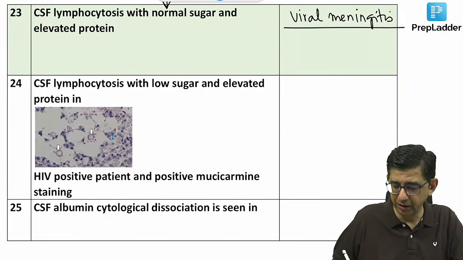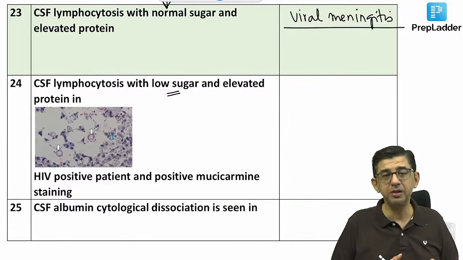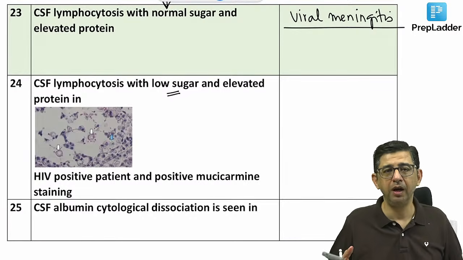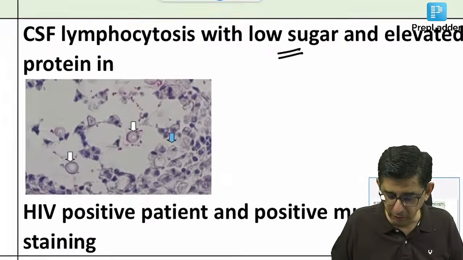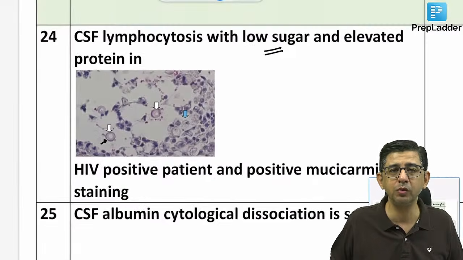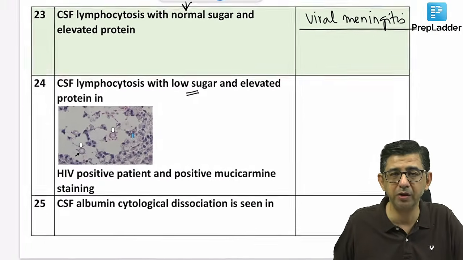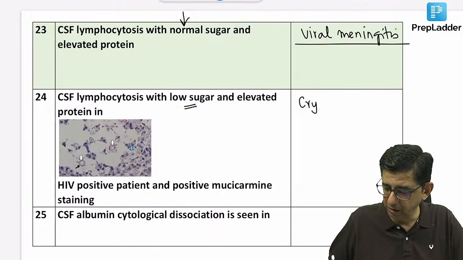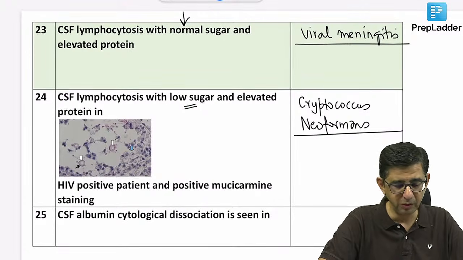Moving to the next one, there is low CSF sugar with elevated protein, and then he's also mentioning the patient is HIV positive. He has also mentioned positive mucicarmine staining. You can see the capsule around this organism. That pinkish thing is the capsule around the organism. So considering that this is an HIV positive patient with positive mucicarmine staining, this would be Cryptococcus neoformans. This would be cryptococcal meningitis. Cryptococcus neoformans is the organism which is responsible for this.